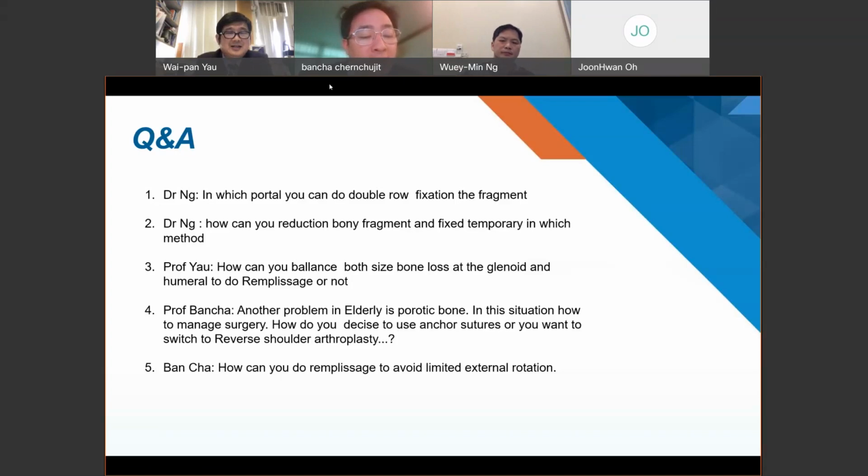How can you balance both sides, bone loss at the glenoid and the humerus, to decide whether to do a ramp lesion repair or not? How can you balance? I don't really understand the question. I suspect he is asking how to assess the bone loss in order to decide whether to do a ramp repair or not.